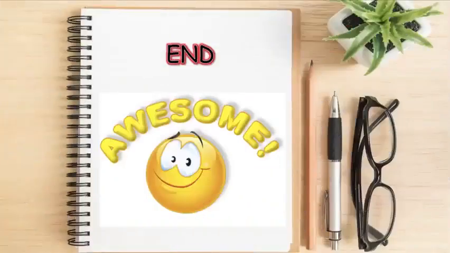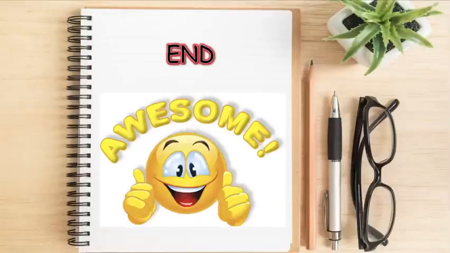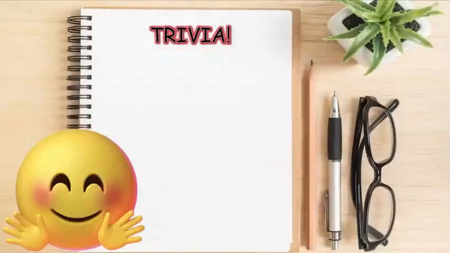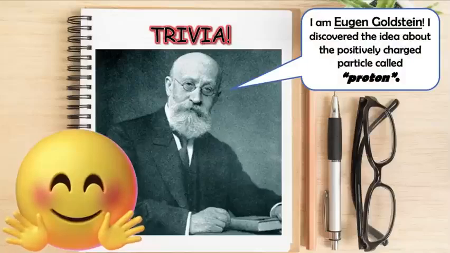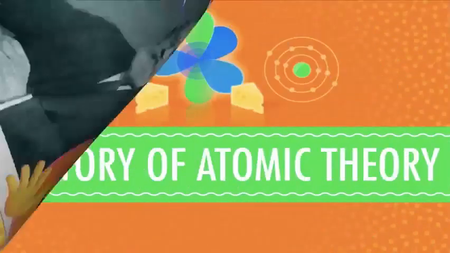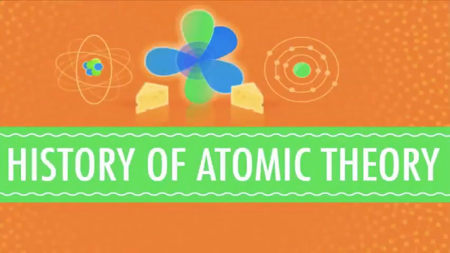So that's it, class. You did awesome. Did you refresh some of your stock knowledge about chemistry? Alright, now let us continue. Now let us have some trivia. He is Eugen Goldstein. He discovered the idea about the positively charged particle called proton. Amazing, right? Now, let us proceed to the history of atomic theory.